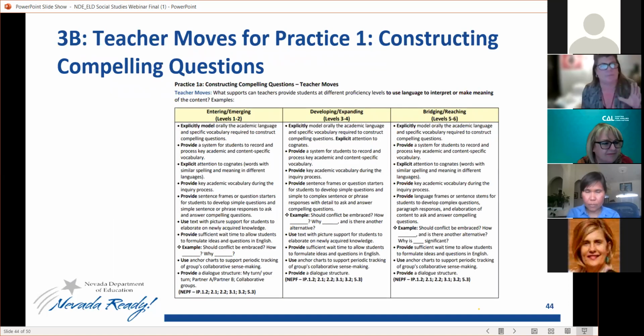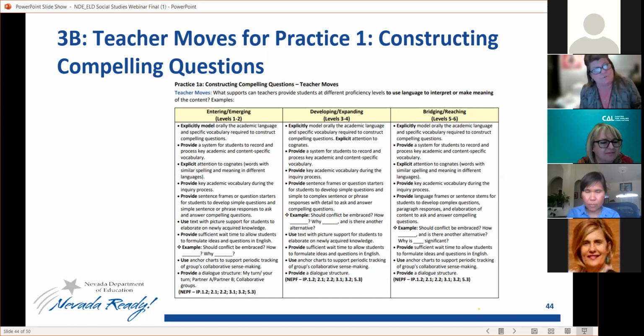So we're going to talk about how we did this in constructing compelling questions. The teacher moves. In the middle, what did we use? We did text with picture support for students to elaborate on acquired knowledge. We provided sufficient wait time to allow students to formulate ideas and questions. So we used both of those.